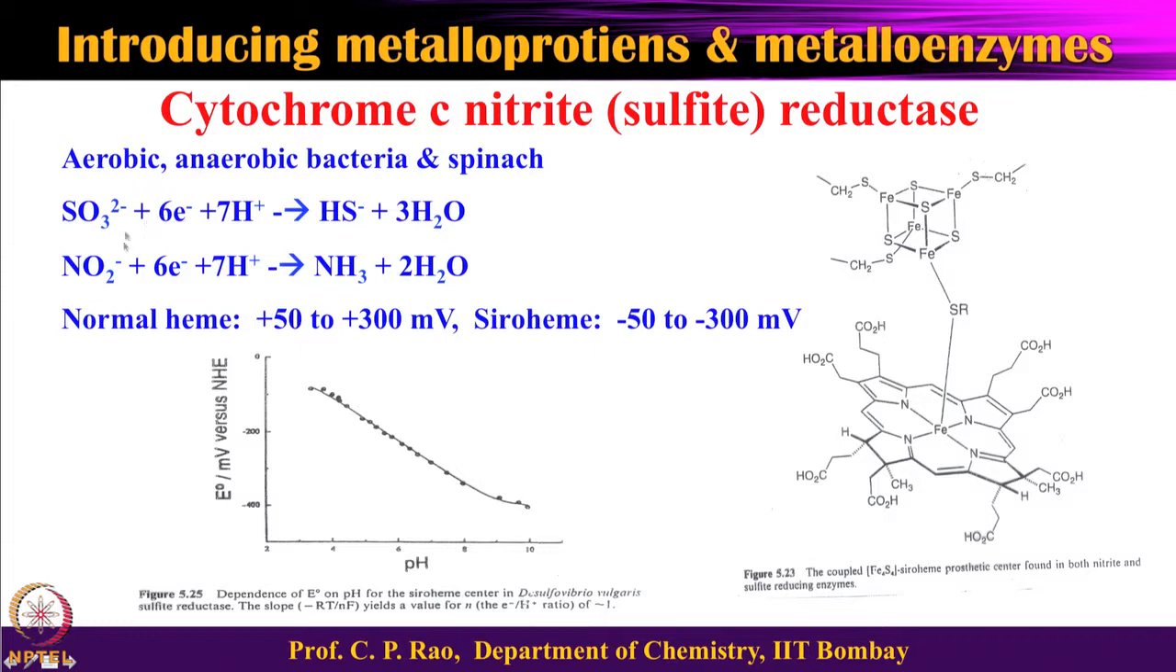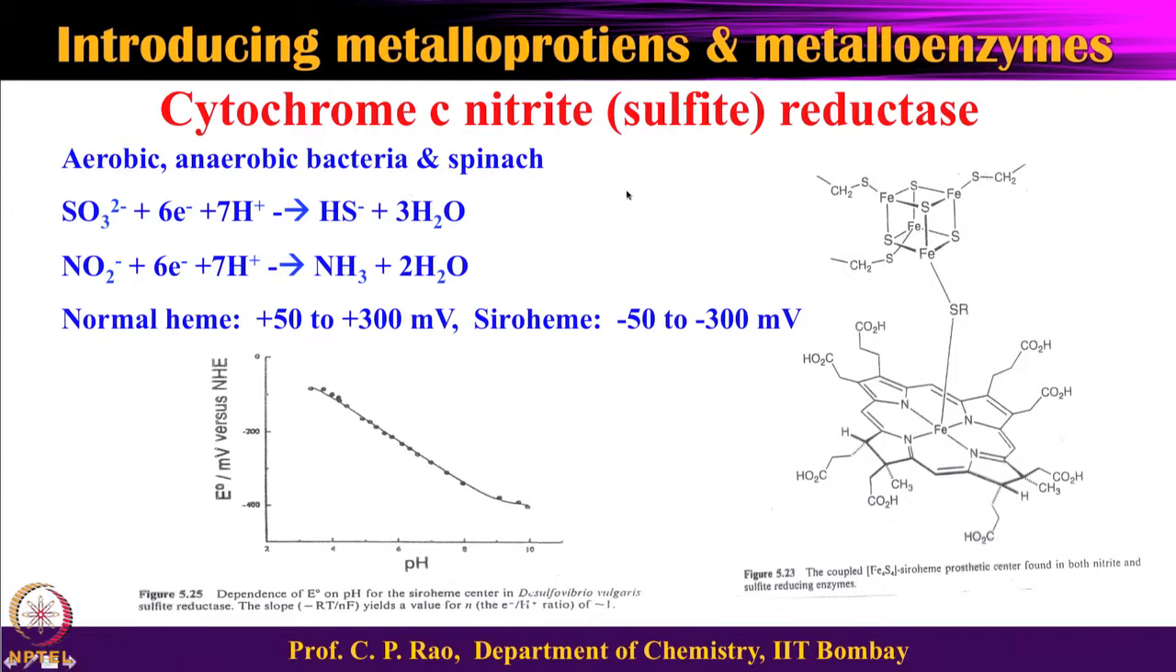Now, the sulfite case is also very similar, with 6 electrons and 7 protons, and it will give HS minus plus 3 H2O. So, that is 7 protons. So, you can see that it is very much similar.